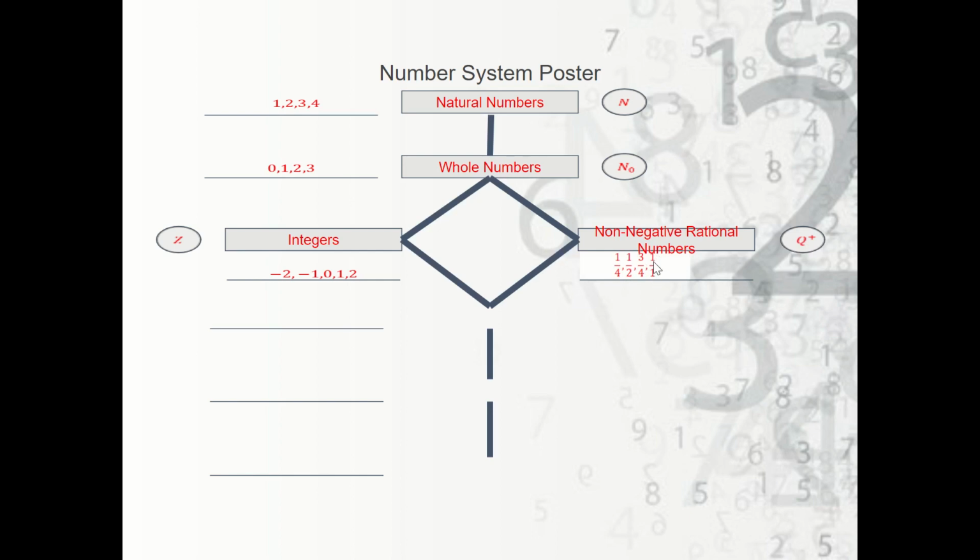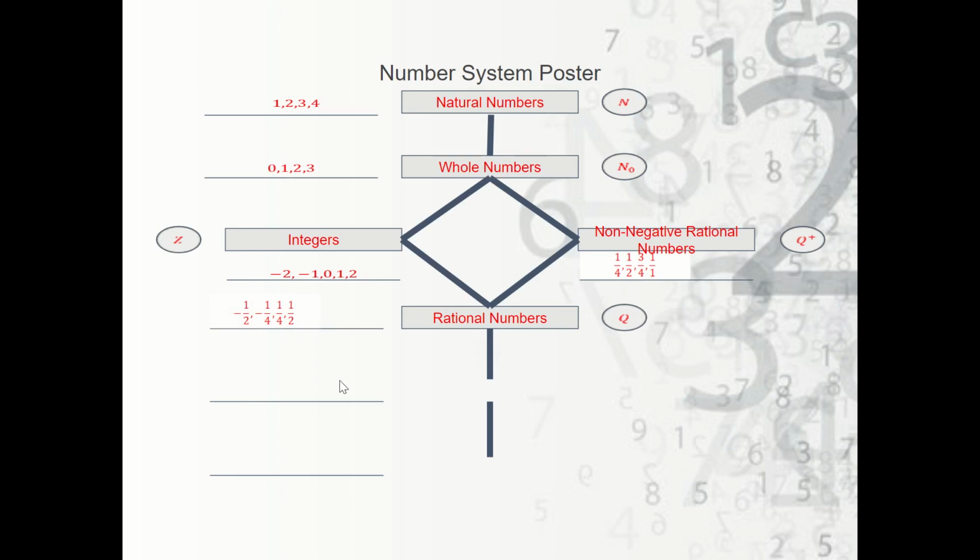So if you notice, 1 is included in every set. 1/1 is 1. So we have non-negative rational numbers. Then we learned that there are other rational numbers. There are negatives as well. So the rational numbers are the negative and positive fractions. So in this case, the symbol is Q. And some examples would be negative 1/2, negative 1/4, and 1/4 and 1/2.